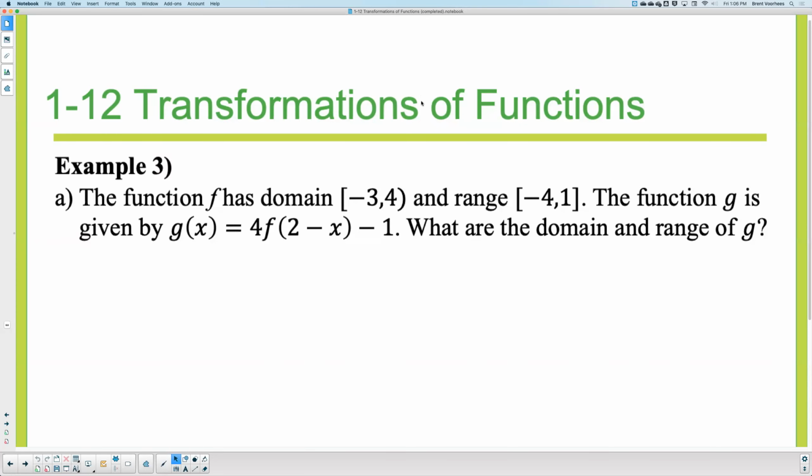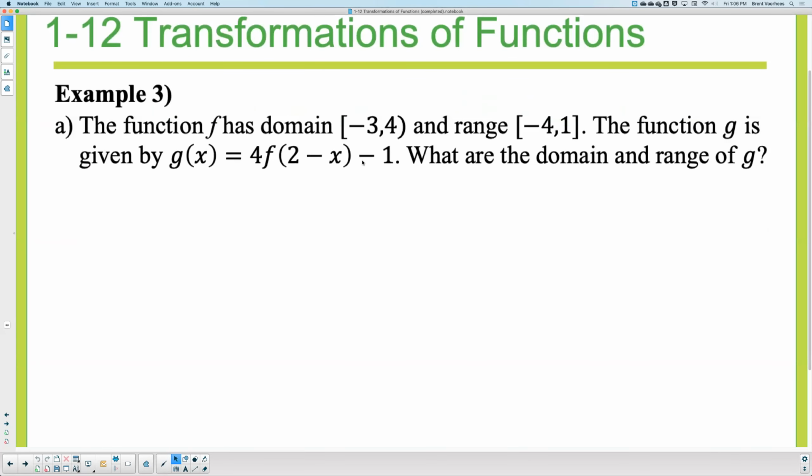All right, let's conclude by looking at example 3 here. The function f has a domain from -3 to 4 and a range of -4 to 1. The function g is given by this transformation. What are the domain and range of g? Let's think through what would happen here. Going from function f to function g, the way we did with our table, the x is being changed here.